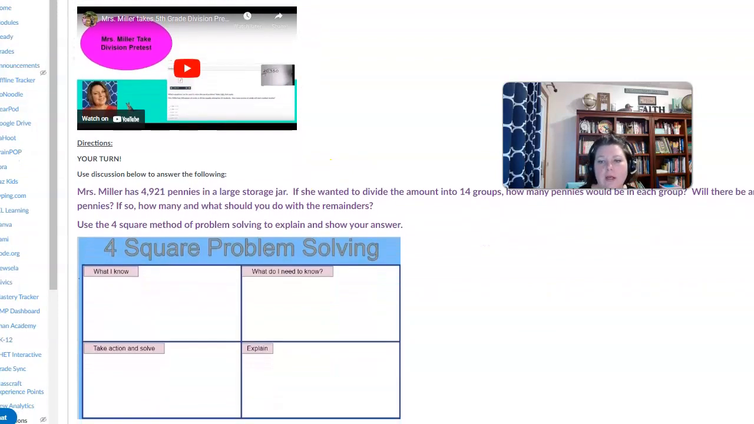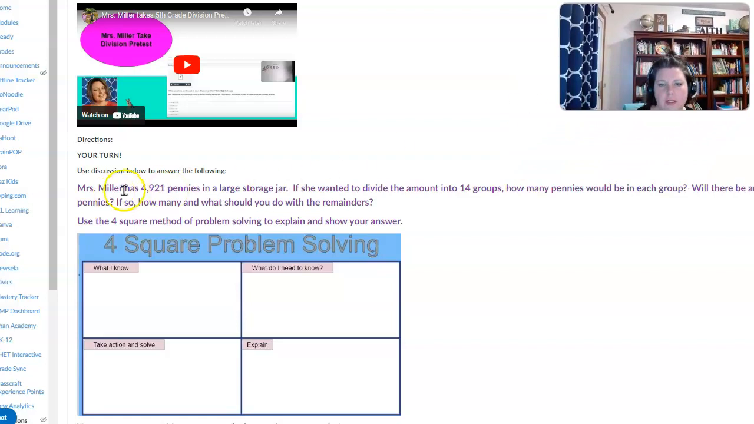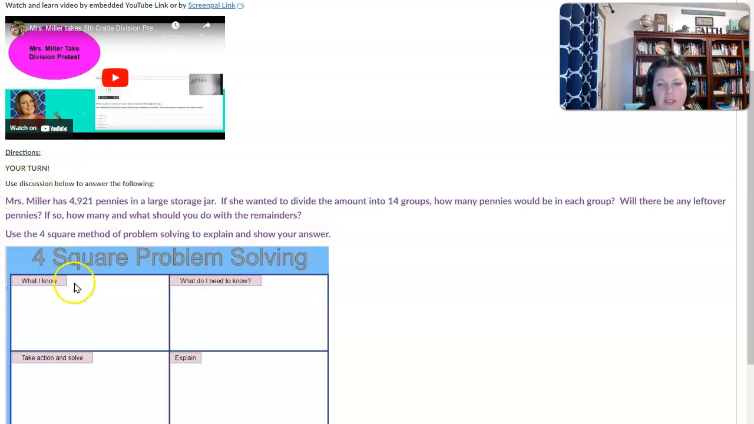Then for the second part, I'd like for you to use the discussion below to answer the following question. So we're going to solve this question together using the 4-square problem solving method. Mrs. Miller has 4,921 pennies in a large storage jar. She wanted to divide the amount into 14 groups. How many pennies would be in each group? Will there be any leftover pennies? If so, how many, and what should you do with the remainders?